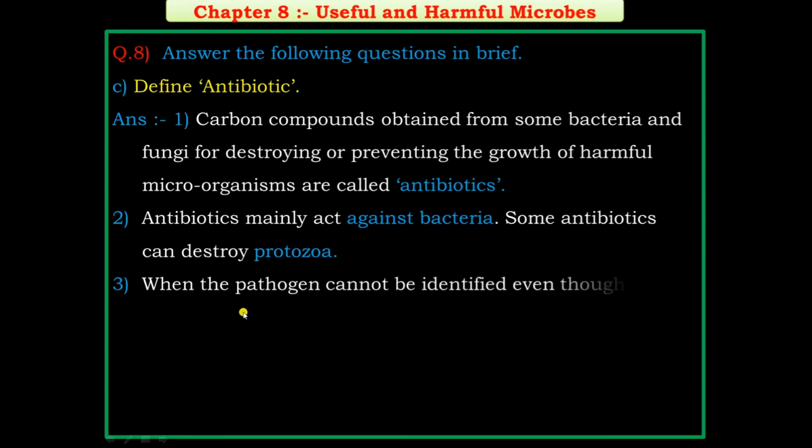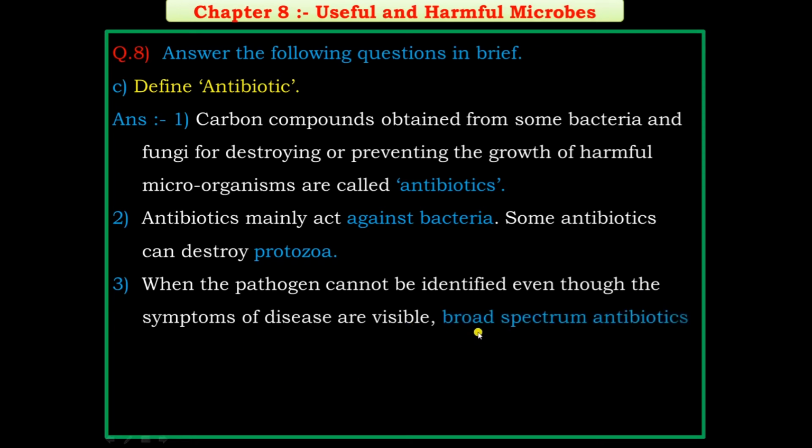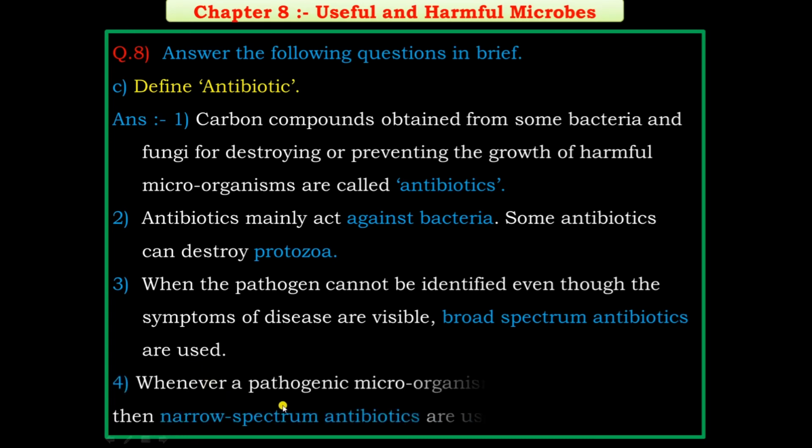Point number 3. When the pathogens cannot be identified even though the symptoms of a disease are visible, broad spectrum antibiotics are used. Point number 4. Whenever a pathogenic microorganism is definitely known, then narrow spectrum antibiotics are used.